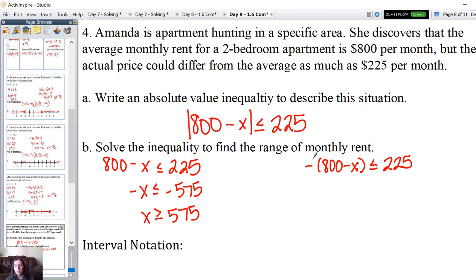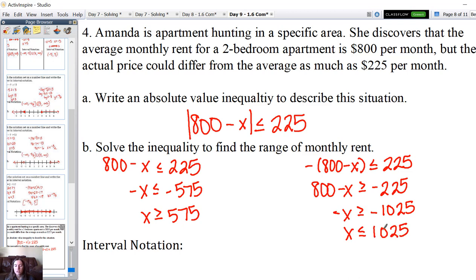Now from case 2, I'm going to start by dividing by that negative. So now we have 800 minus X is greater than or equal to negative 225. Then we can figure out by subtracting 800 from both sides, negative X is greater than or equal to negative 1025. And when we divide by negative 1, X is now less than or equal to positive 1025. So that's the most amount that Amanda could be spending per month.